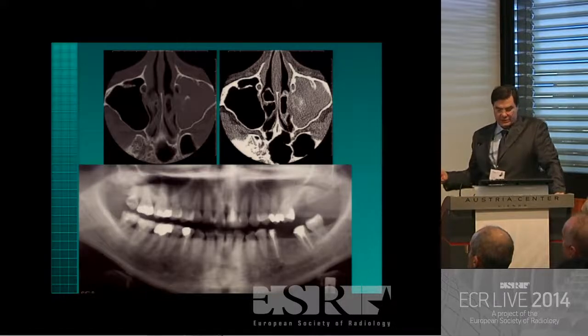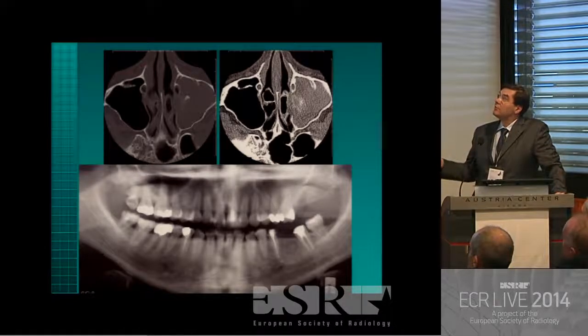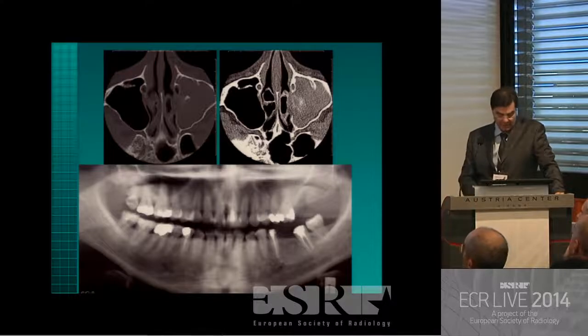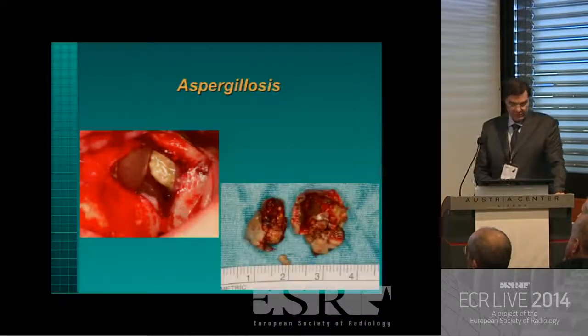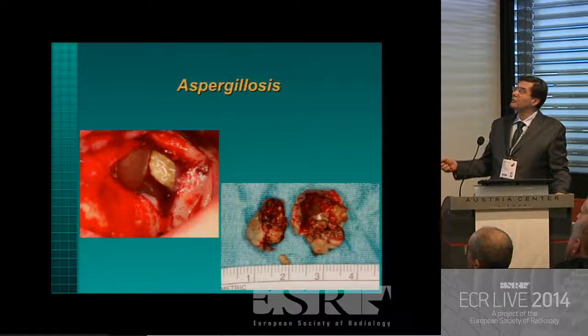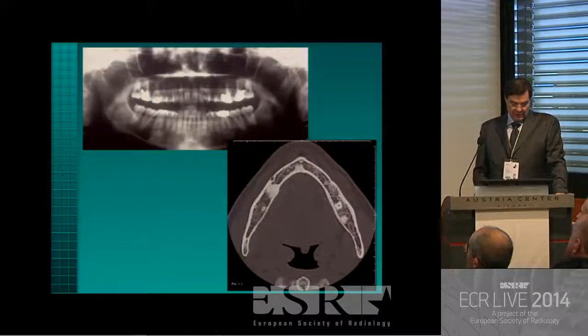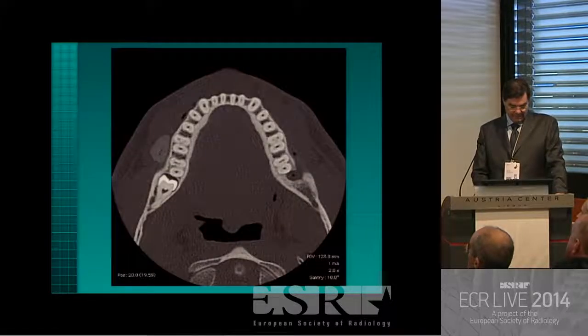Another indication is foreign bodies in the sinus. This is part of the root canal filling inside the sinus, and you see in the soft tissue window a little bit of calcification. This is typical of an aspergillosis, and this is the part which was taken out. You see here the root filling material and the aspergillosis, which was in the jaw, quite clearly to be seen.